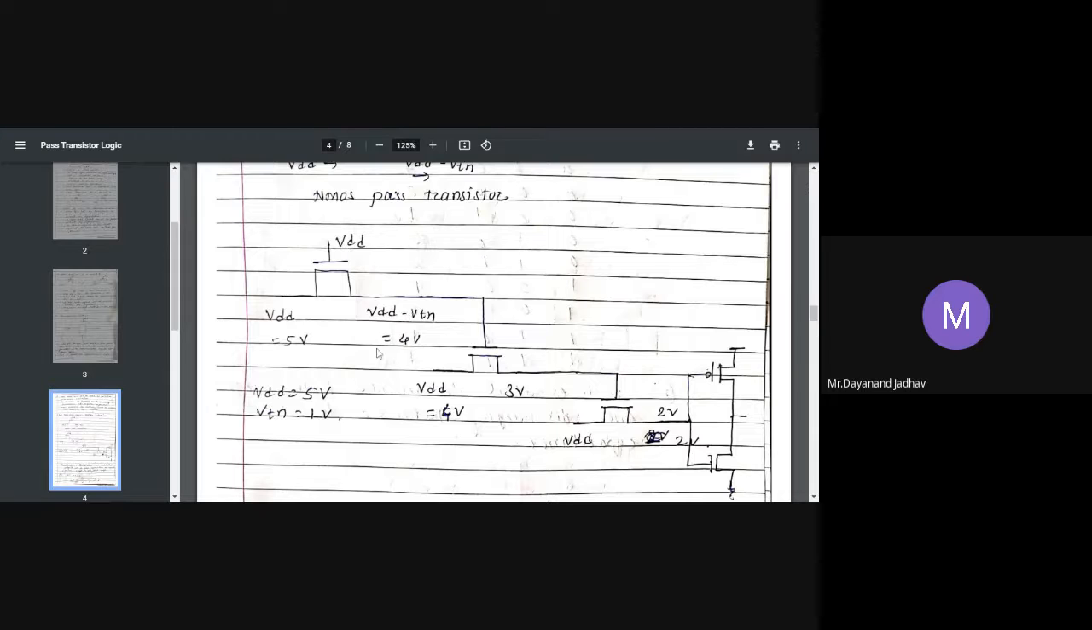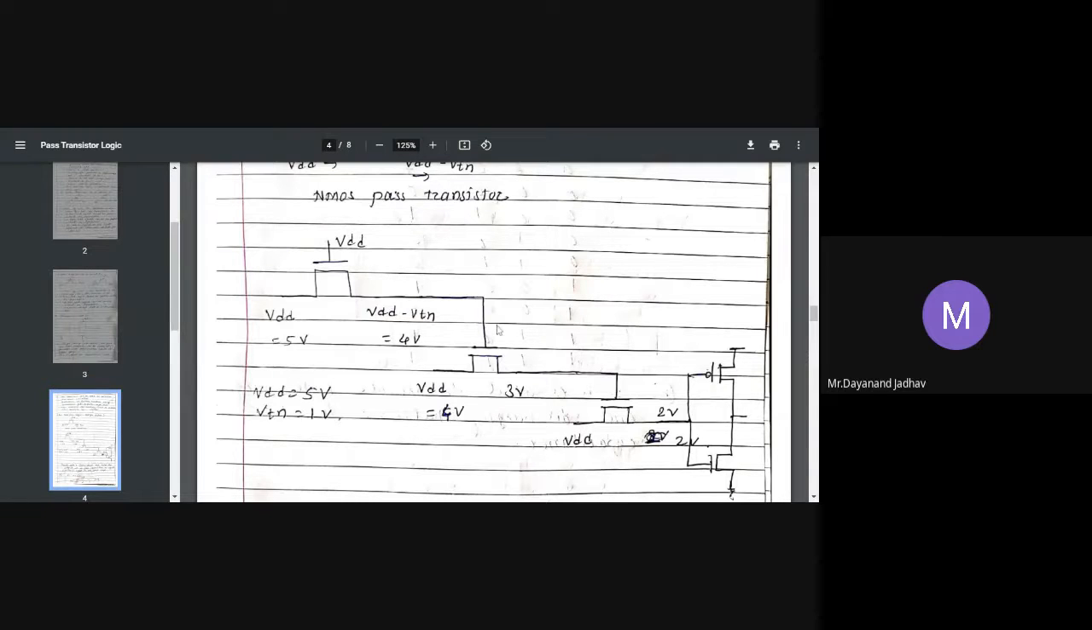Okay, students, is it visible? Is the voice clear? Yes sir. Okay. VDD minus VTN, where VTN is the threshold voltage. If it is 1 volt, then the output of this transistor is 4 volt.